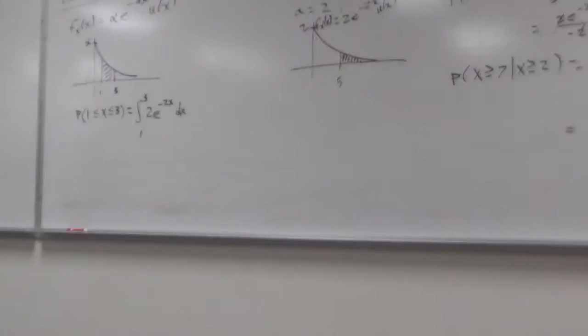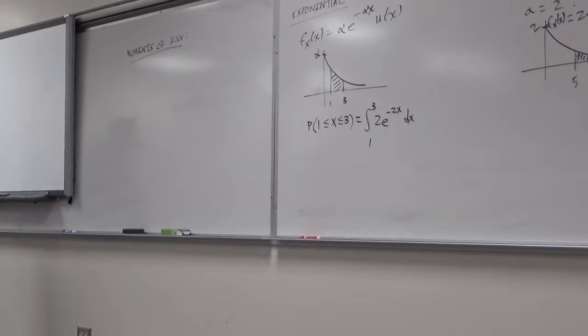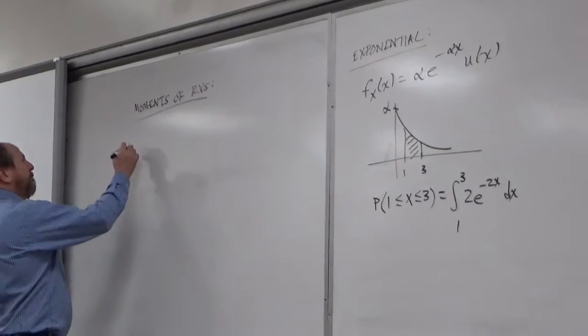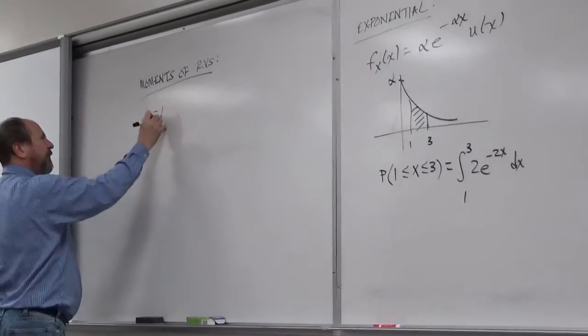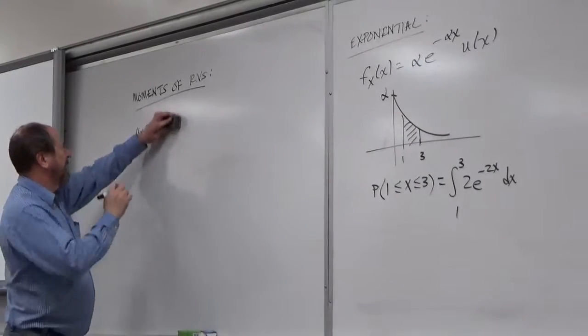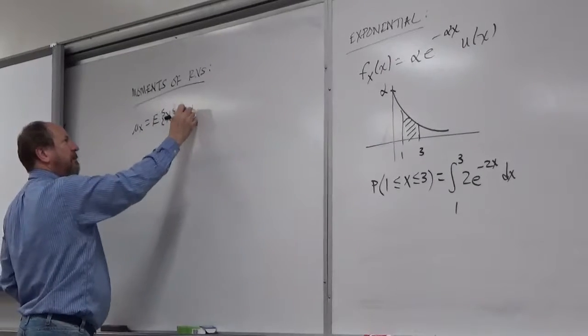But I want to measure things. What if I don't have the density function itself? And that's where moments come in. We're going to call it mu sub x. Moment is also known as expectation, and expected value of x, okay, mean.